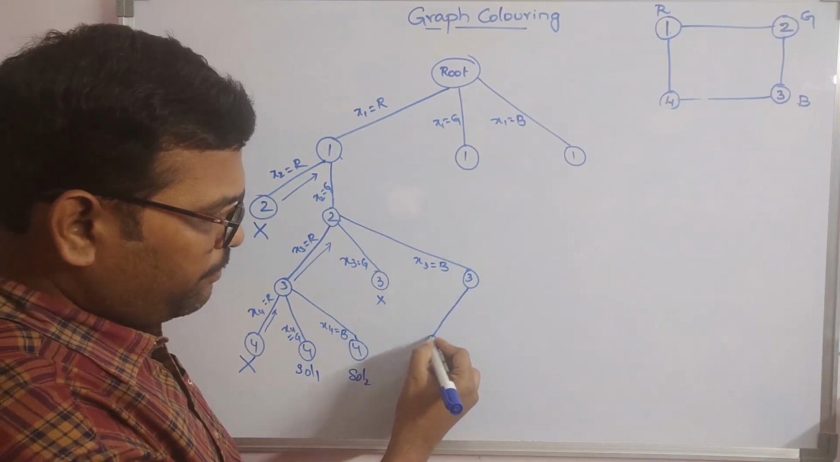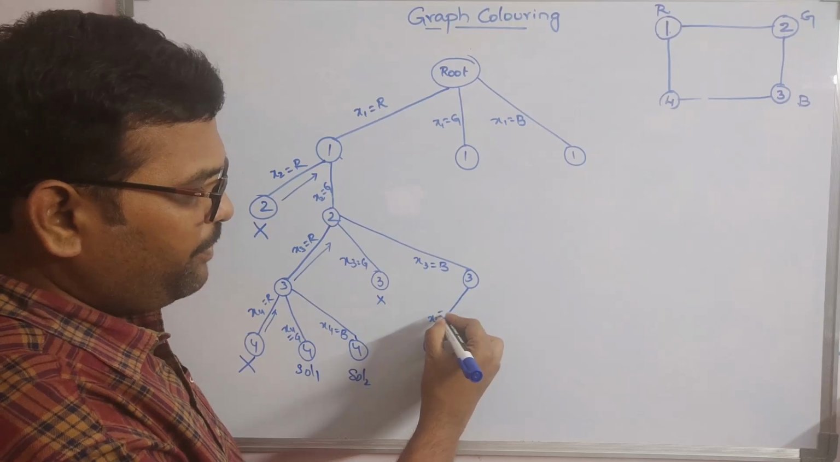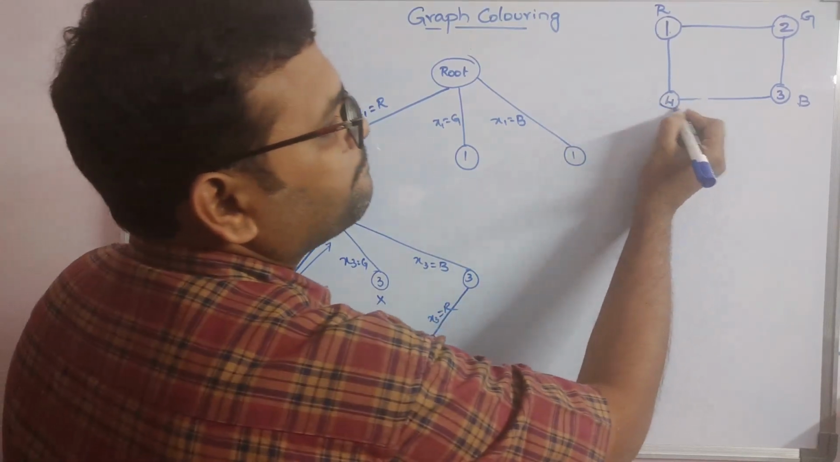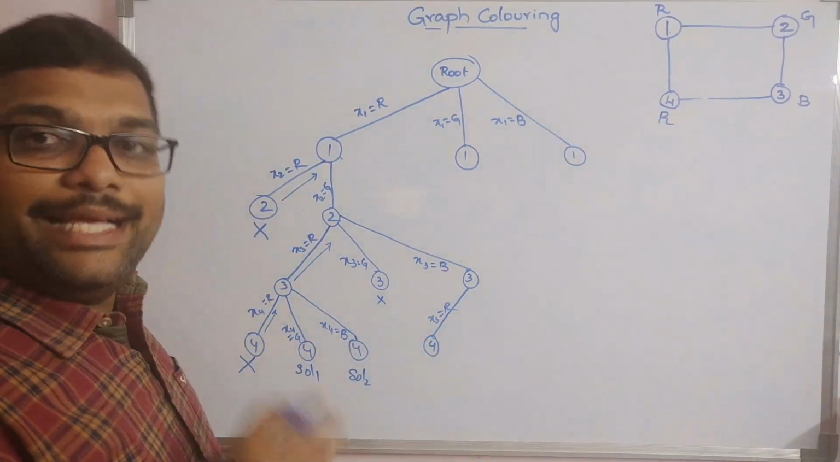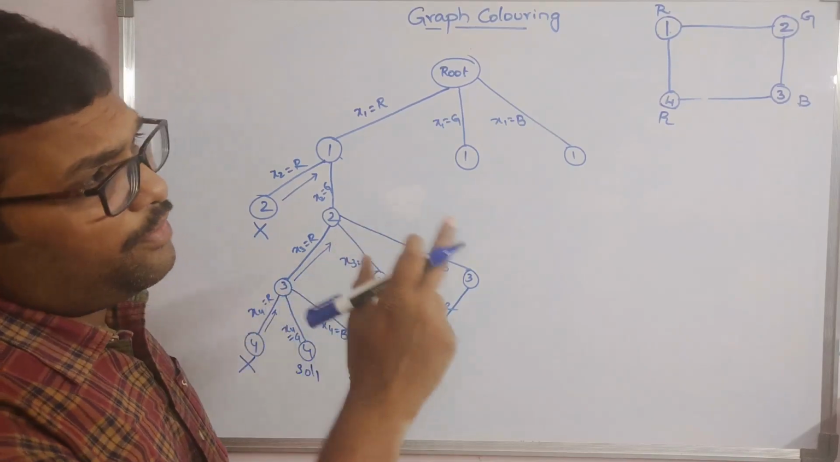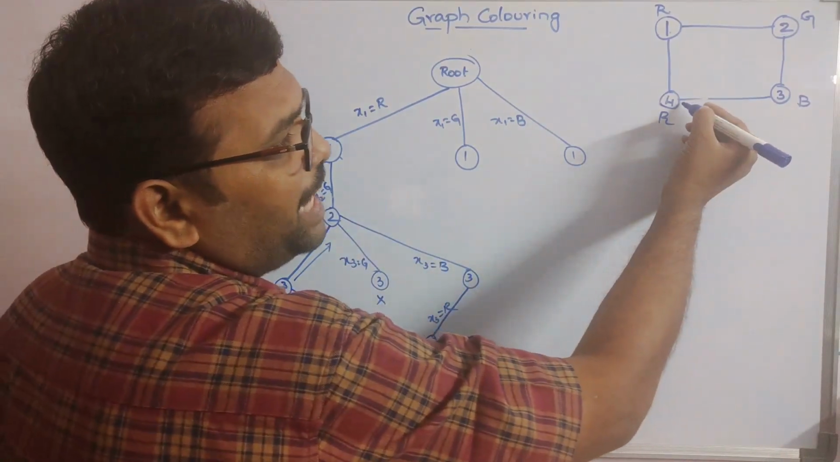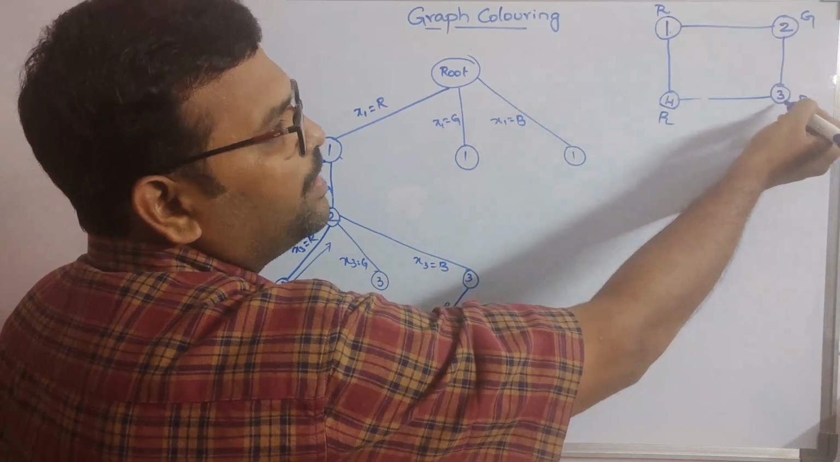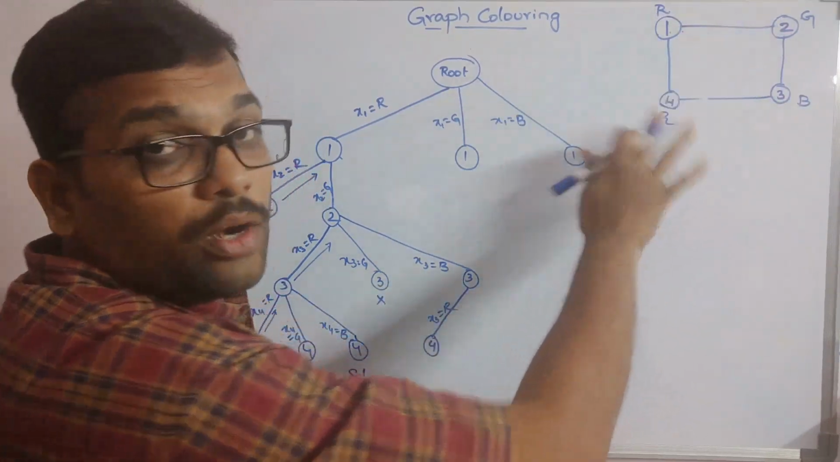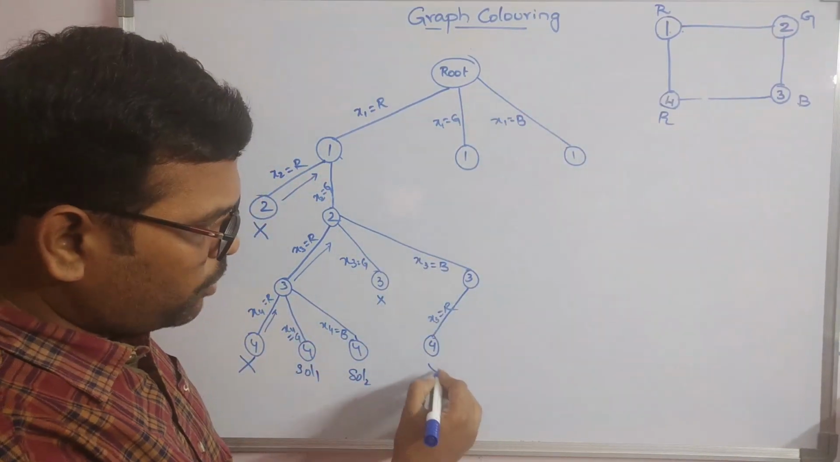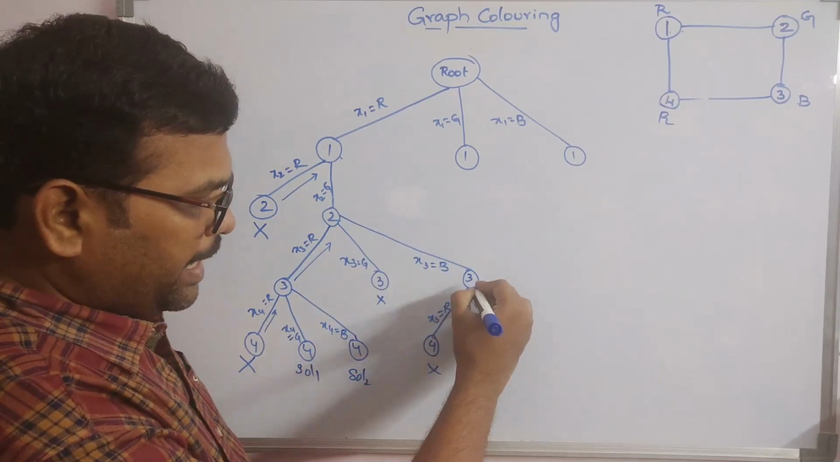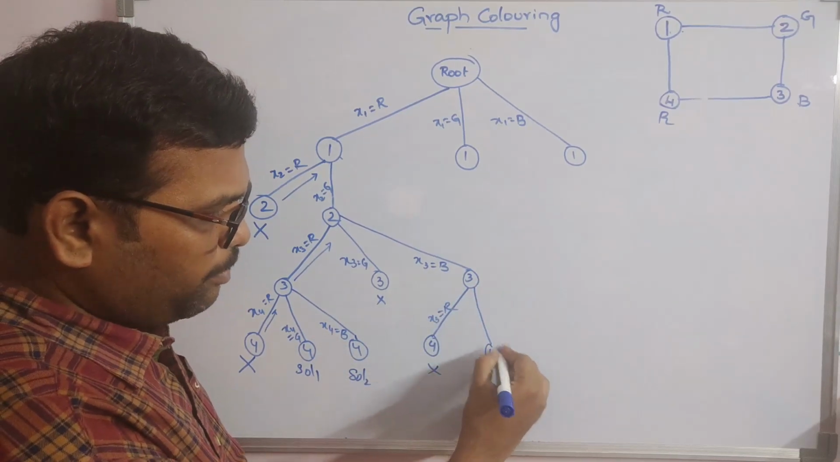So we need to fill the fourth region. So let it be filled with red, R. So it may lead to feasible. So 4 has adjacent regions 1 and 3. So 1 is filled with R. So 4 should not be filled with R. So this is not feasible. Next possibility.